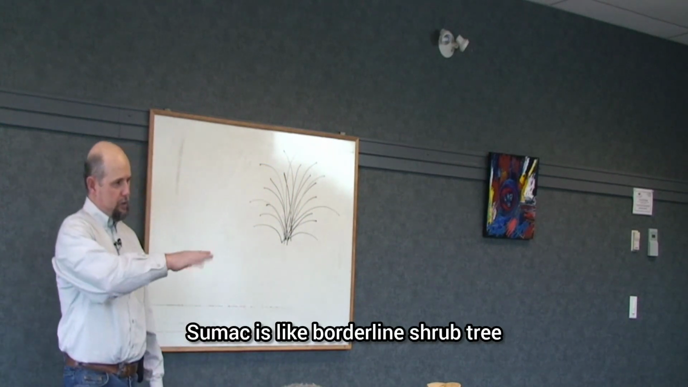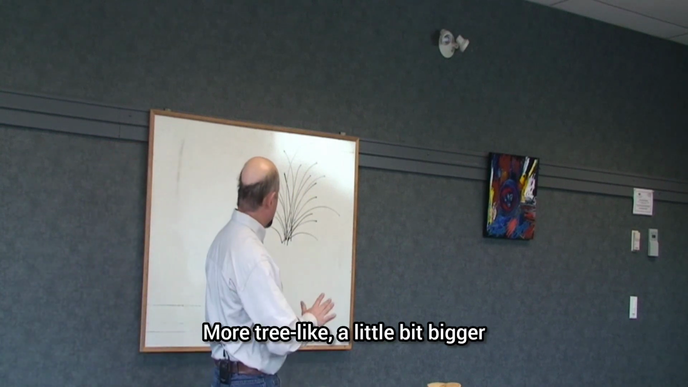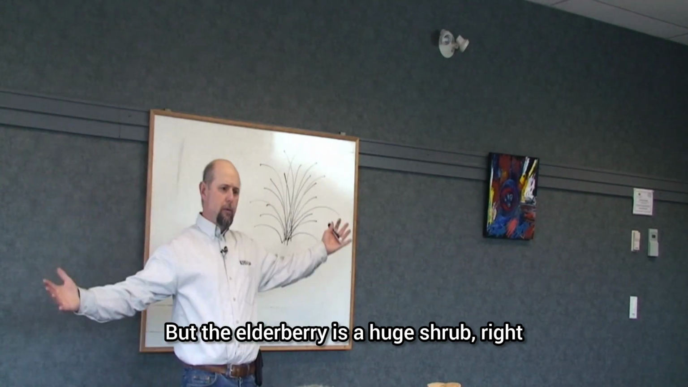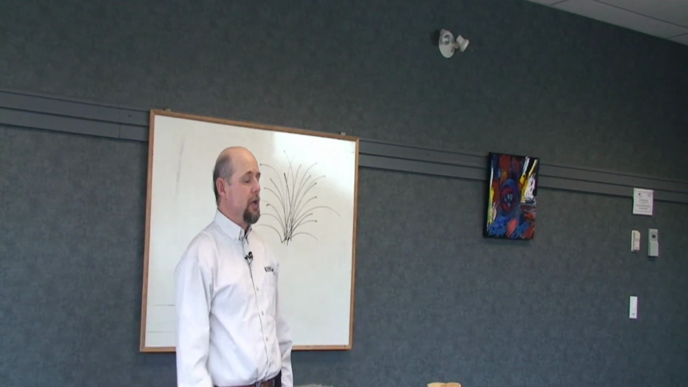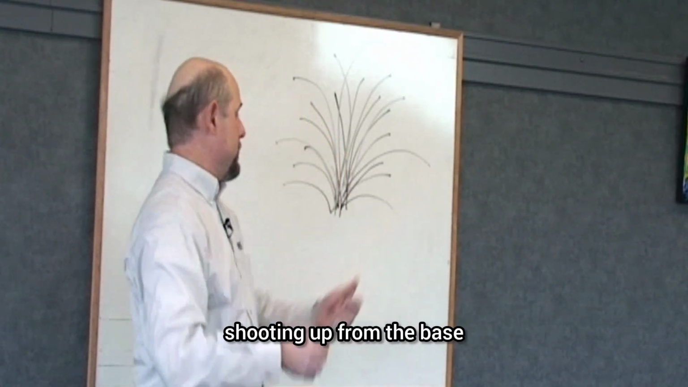Sumac is like a borderline shrub-tree. So it's getting a little bigger, more tree-like. But the elderberry is a huge shrub, right? Twenty feet high. They could be huge. Beautiful shrub, but really cane-like, right? Shooting up from the base.